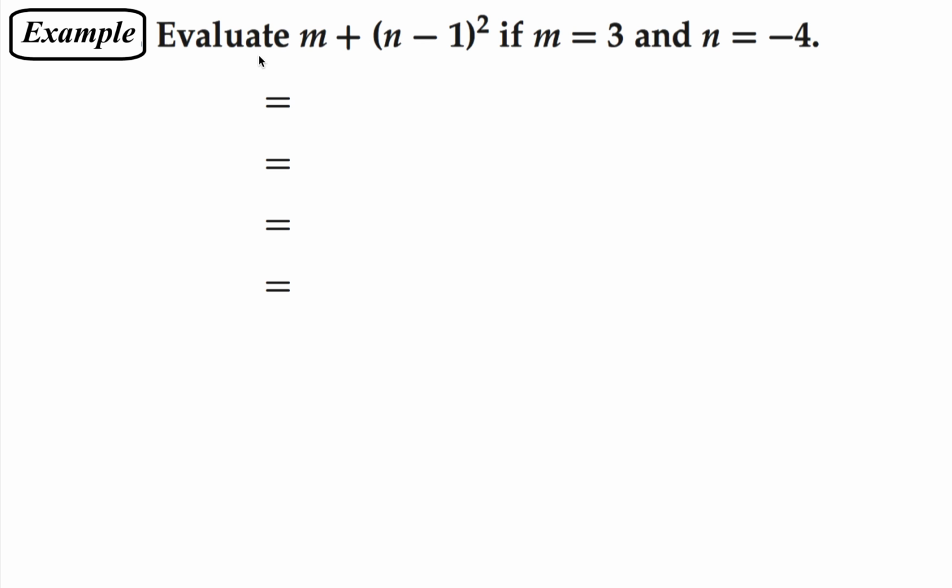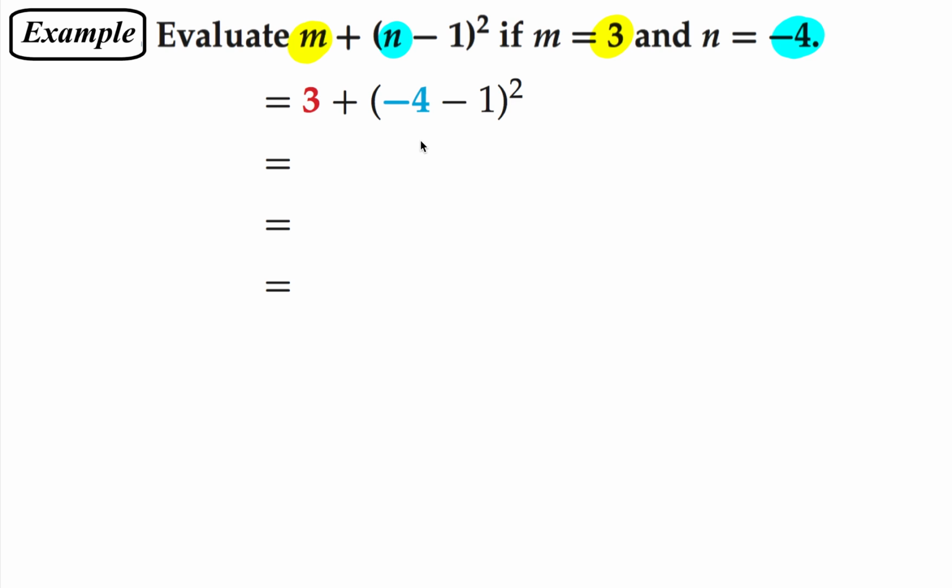So here, let's jump into some examples. It says evaluate this expression if we know m is equal to 3 and n is equal to negative 4. All we're going to do with this one is plug in wherever we see the letter m, we're going to plug in 3. So right here, we're going to substitute 3 there. And then wherever we see n, we're going to plug in negative 4. And negative 4 is going to go right there. So let's see how we do here. Substituting, we get m equals 3, n equals negative 4.